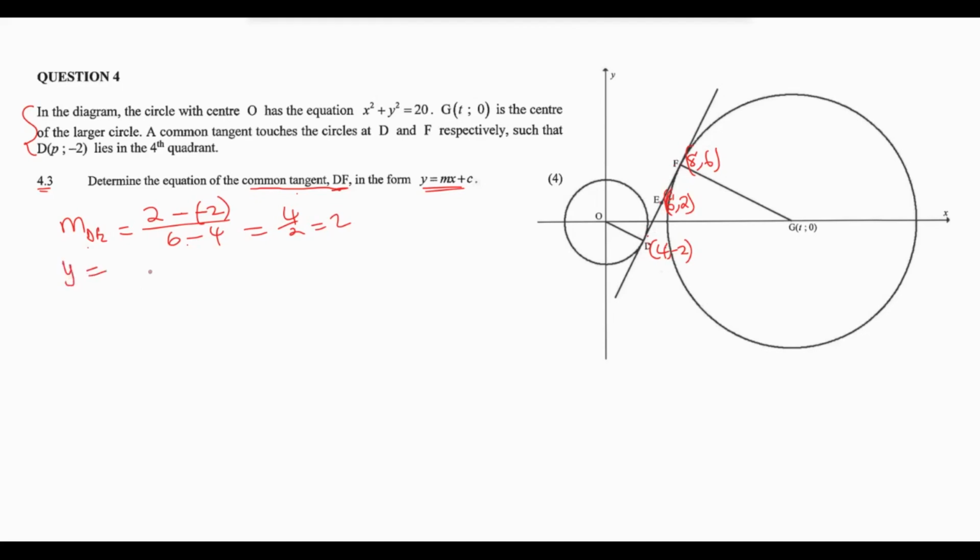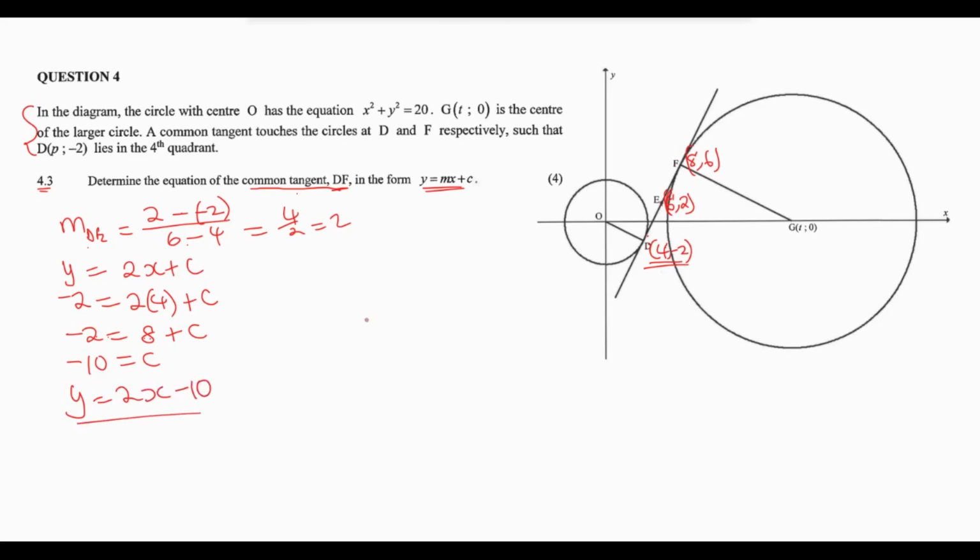Therefore, y is equal to m, which is 2, times x plus c. And then we can use any of the points, isn't it? We can use even this point D. Where there's y, we put negative 2, and where there's x, we put 4. We can even use point E, or point F. And then plus c. So negative 2 is equal to 8 plus c. Subtract 8 from both sides of the equation. Negative 10 is equal to c. So the equation of DF is y is equal to 2x minus 10.